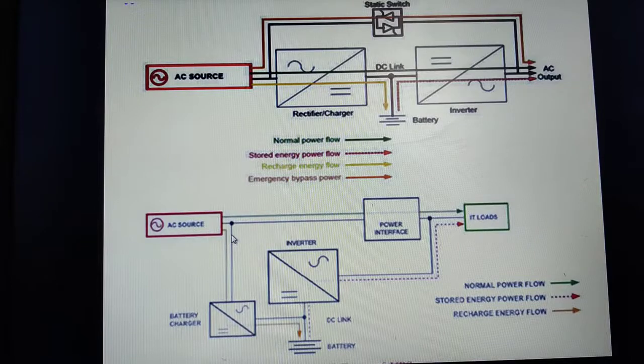When there is a power supply, you can see this is green in color. Green in color shows the normal power flow. When there is current, the current will be flowing directly from the electrical outlet to the computer system. It will never go to the battery. So the current will be directly flowing from the electrical socket to the computer system.